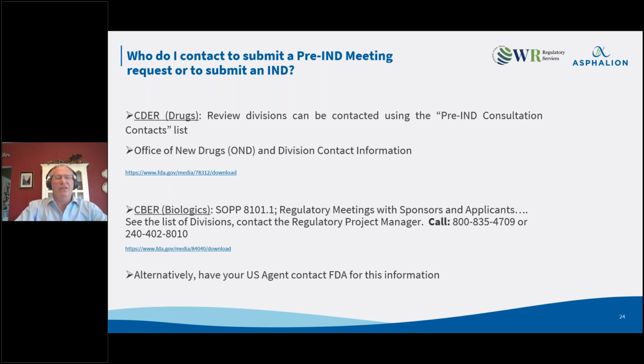There's also an Office of New Drugs and Divisions contact information file. I've put in a hyperlink to that file if you're working with the Office of New Drugs. If you're working with biologics, they have a standard operating procedure for regulatory meetings. You can see the list of divisions and contacts, or you can just call them up at their number and say, hey, who do we talk to?